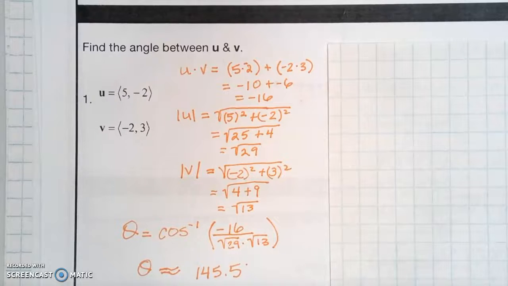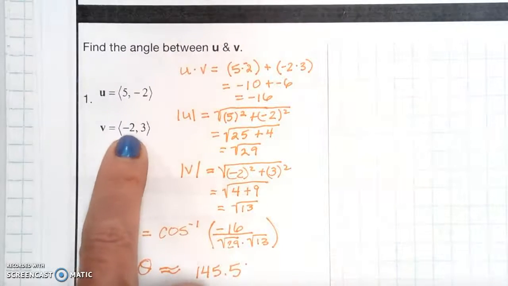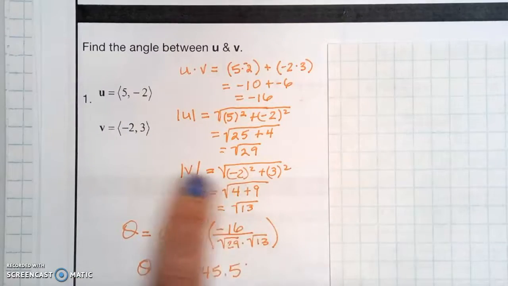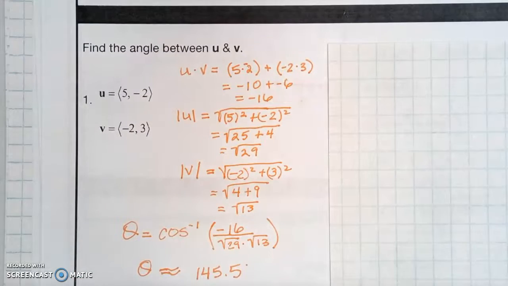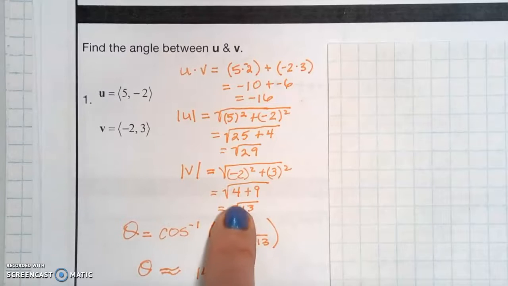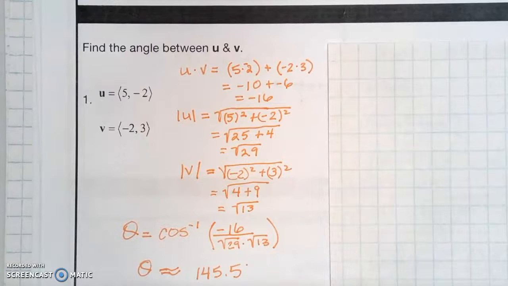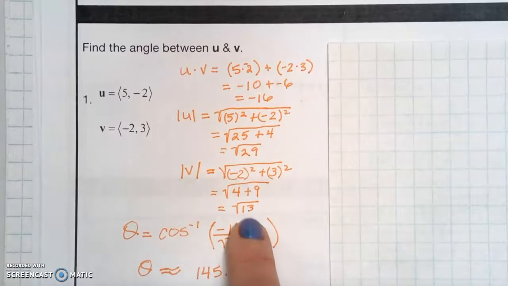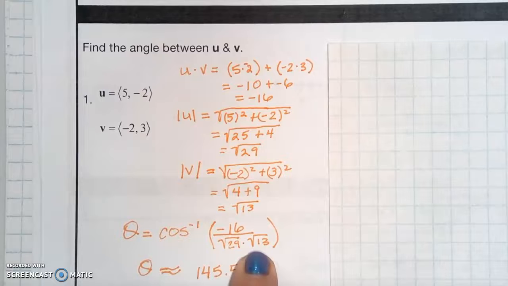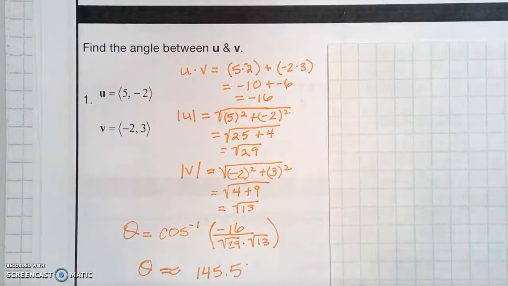Now let's get the magnitude of vector v. So we're going to take the first value and square it, take the second value and square it, and then add those two numbers together. So -2 squared is 4, 3 squared is 9, and 4 plus 9 is 13. So we've got the square root of 13. Again, we're just going to plug it into the calculator that way. Where did my calculator go? Oh, there it is. Right there.